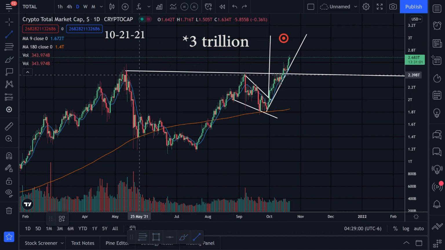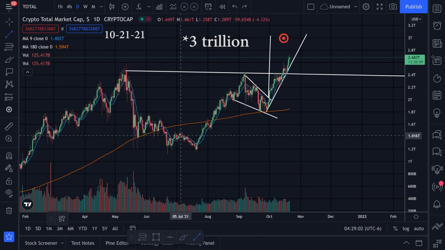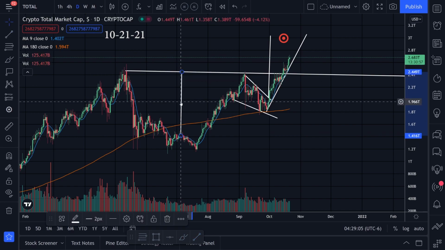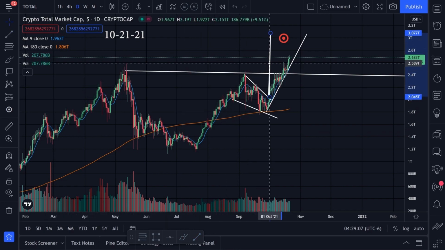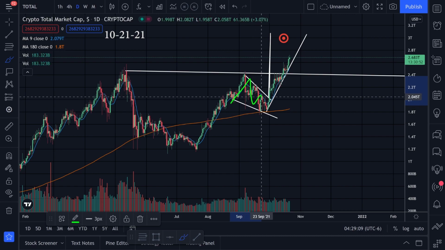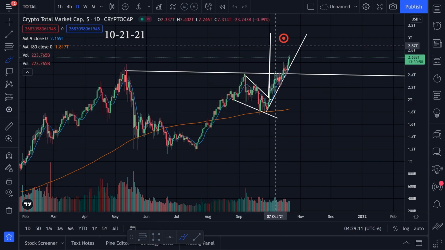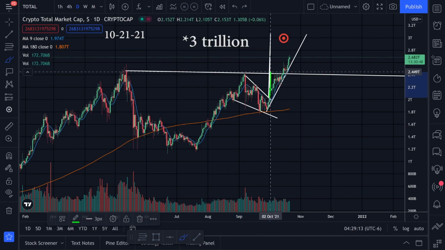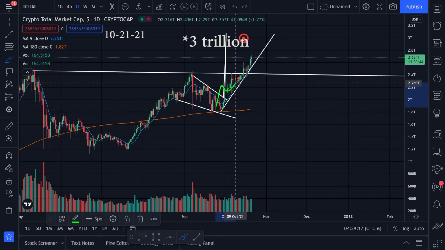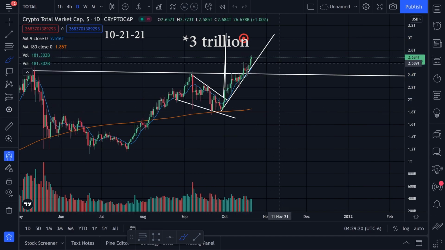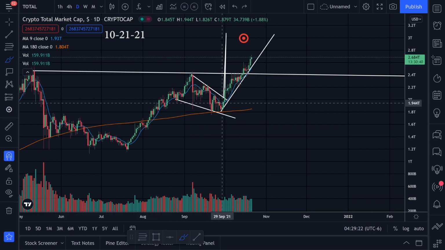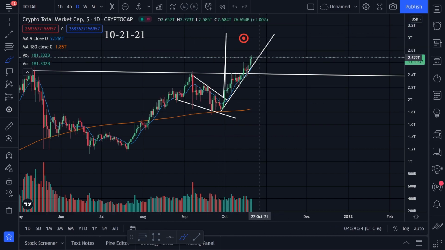We got a cup and handle pattern like I was saying, and we could target from the top to the bottom of the cup, drag that to the breakout where we broke out of that cup and handle. Right here, we broke that to the upside and we're targeting around 3,000. So we have an uptrend going like this. Let's see how long we can keep this going to the upside. As long as we're on this uptrend, I'm going to be targeting this 3 trillion target.